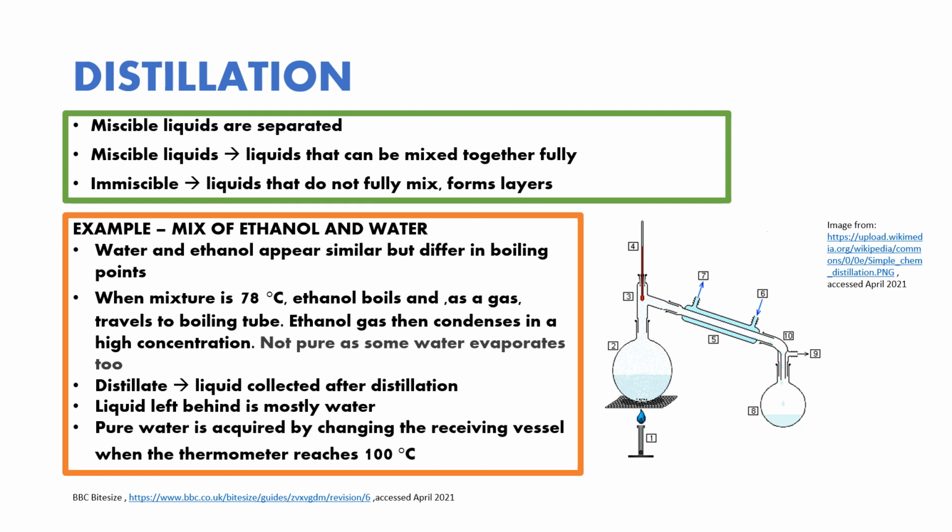The ethanol is then collected as a distillate. Distillate is a liquid collected during distillation. The liquid left behind will then be mostly water. Pure water is acquired by changing the receiving flask when the thermometer reaches 100 degrees Celsius.